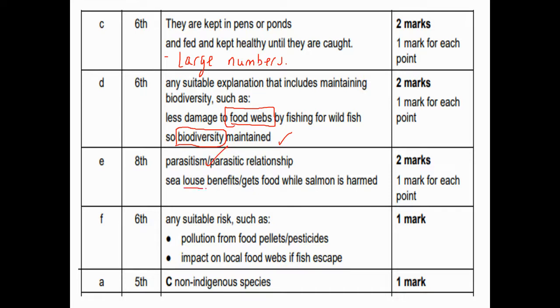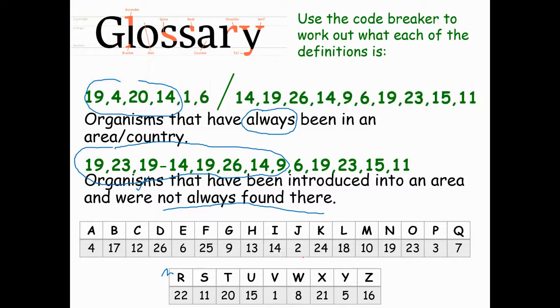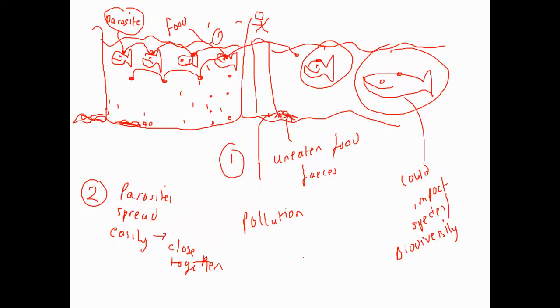Parasitic, sea louse benefits or sea lice benefits while the salmon is harmed, worth 2 marks. Pollution, do you remember I said food pellets? Uneaten food, you wouldn't expect to be putting on food pellets, and that could affect local food webs. Also, the idea of fish escaping. Yeah, if anyone thought of that, sometimes you need to be thinking outside the box. Okay, and the last one, sorry, is non-indigenous. All right, so guys, actually, that's a really good one. We'll come back to that. Another disadvantage, year 9, you might want to add, yeah, is the idea of fish escaping. Oh, good. Think, what's the issue of fish escaping?